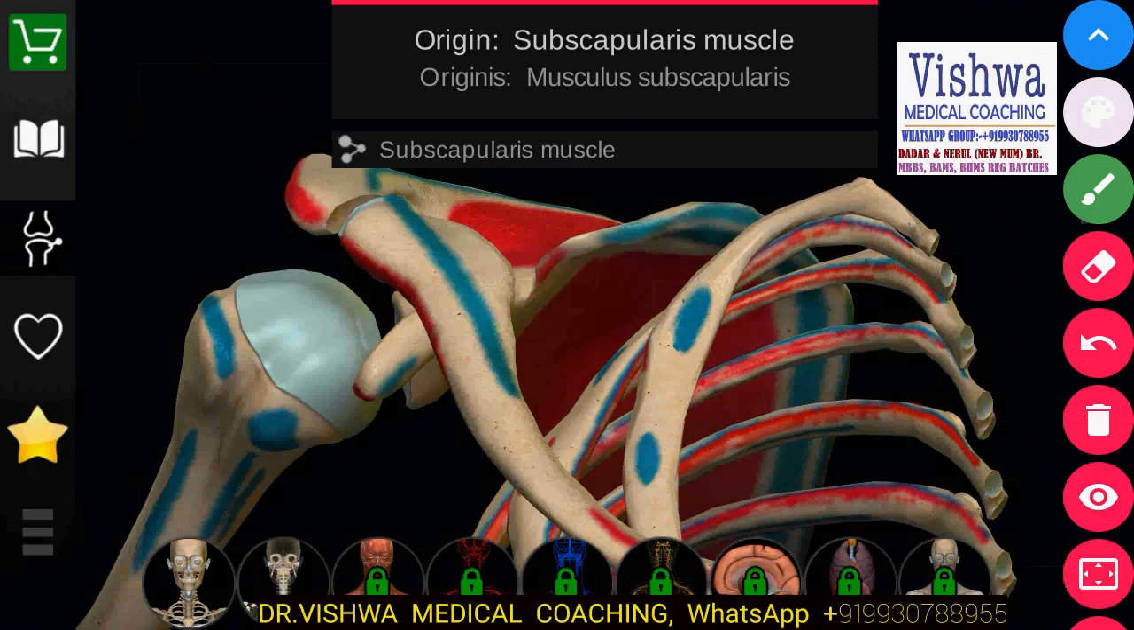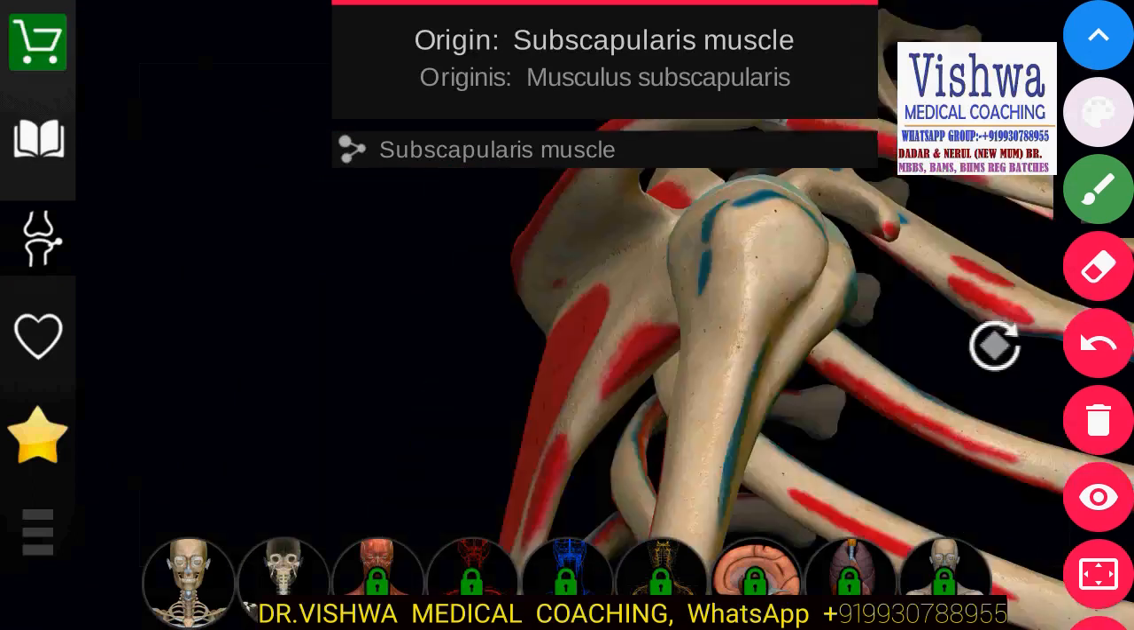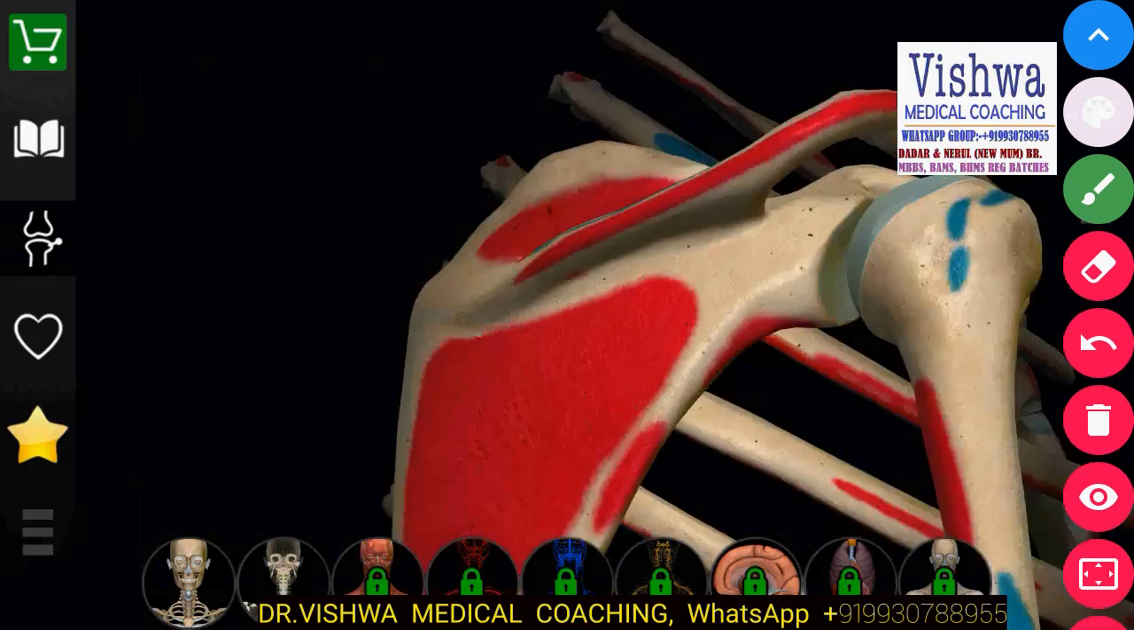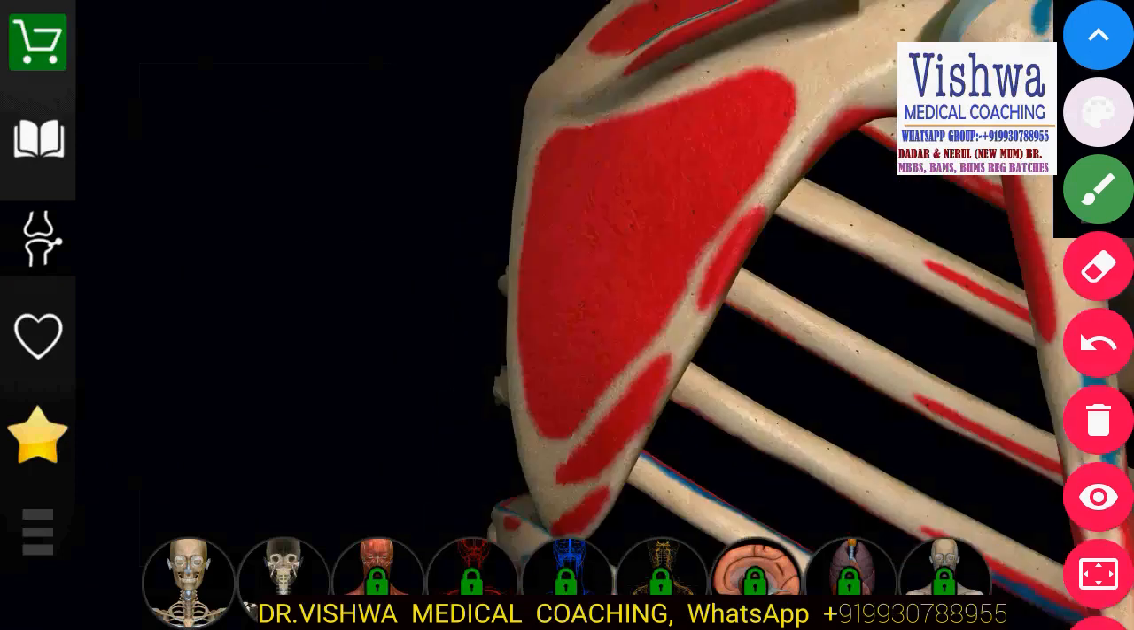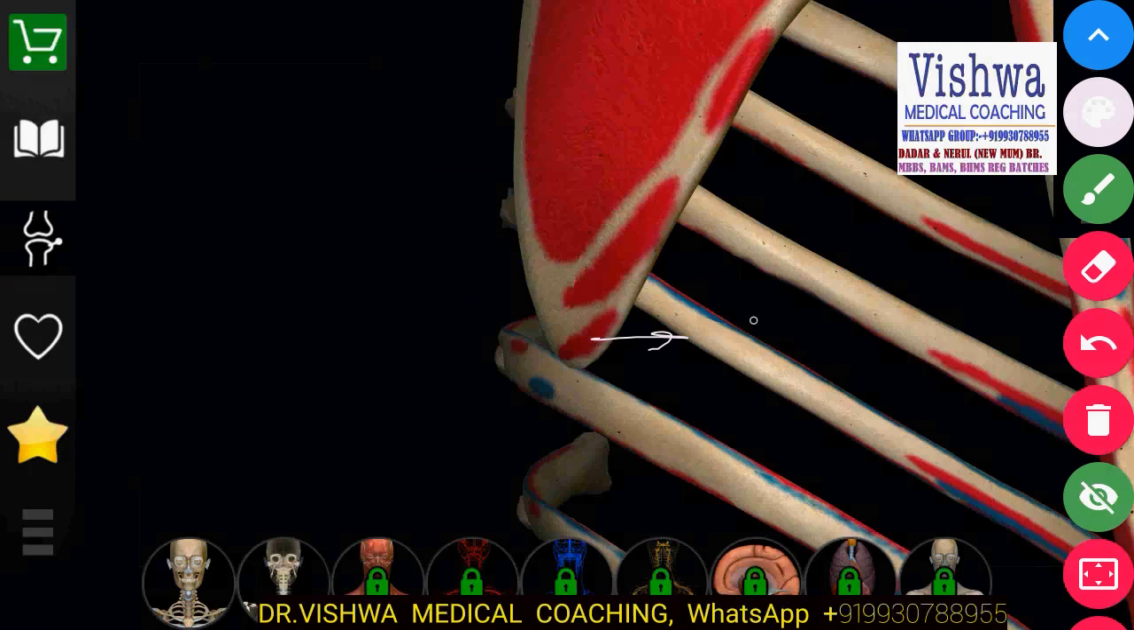Subscapularis. At its angle, at the very bottom, we have the latissimus dorsi, but they are not showing it. They may also show it. At the very bottom, yes, latissimus dorsi, showing it. This one is the latissimus dorsi. So this becomes the muscle attachments of the scapula.